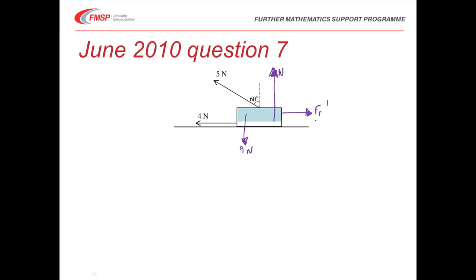I'm going to call it FR dashed, and that's based on a value of mu for those surfaces in contact between the two parts of the block. I still need my two components of the 5 newtons force, and they're, as they were before, 5 cos 60 and 5 sin 60. The 4 newtons force is not acting on the top part of the block. Okay, so this is just for the upper part of the block.